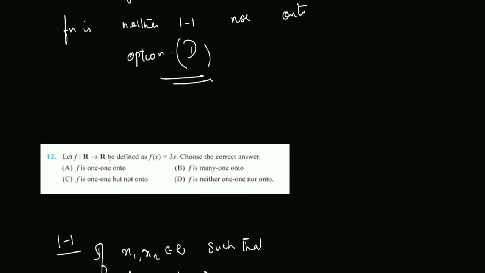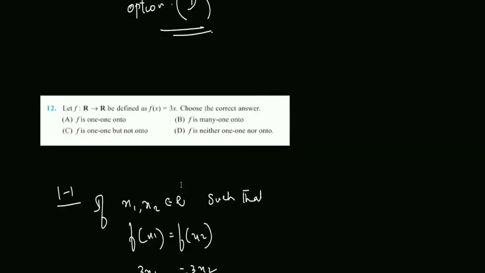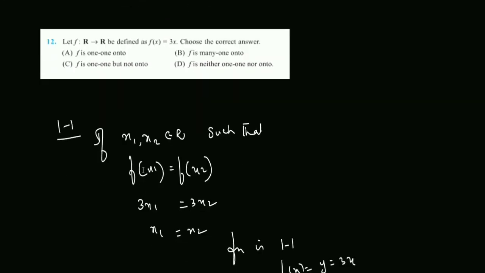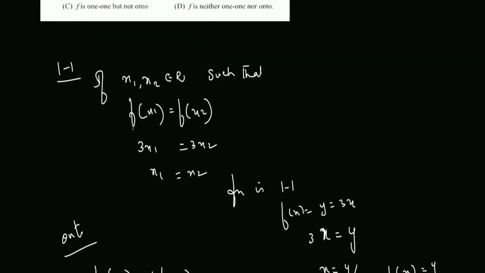Question number 12. f of x is equal to 3x. The function f is from R to R. Choose the correct answer. It is a linear function, so it will be one-to-one and onto also. Take x1, x2 belongs to R such that f of x1 is equal to f of x2. So 3x1 is equal to 3x2. Cancel 3, you get x1 is equal to x2. So we have proved that if f of x1 is f of x2, then x1 is x2, so the function is one-to-one.